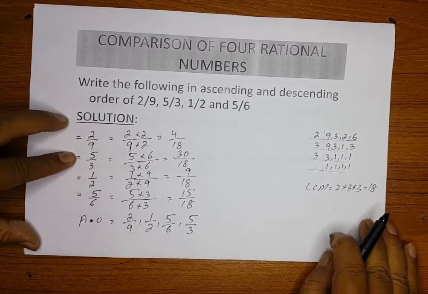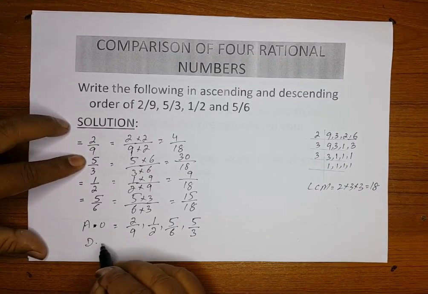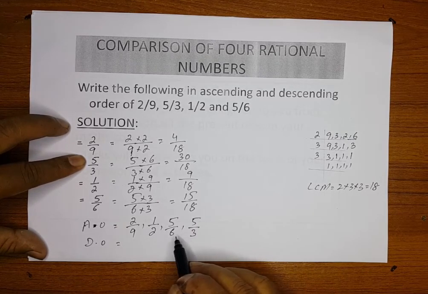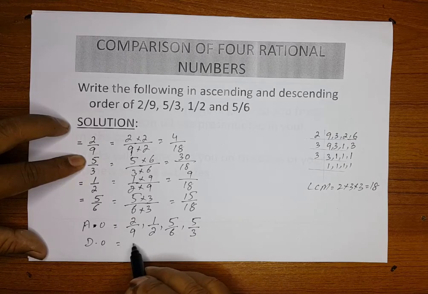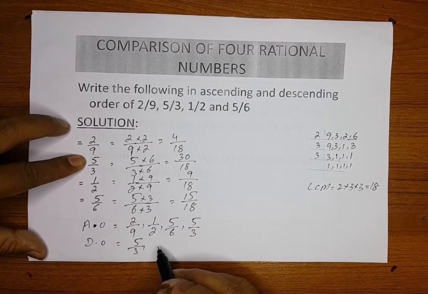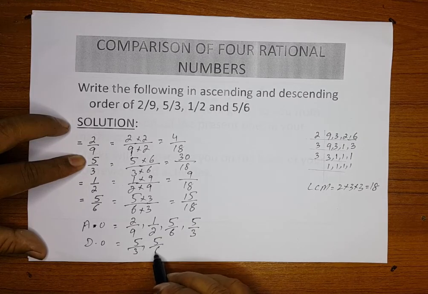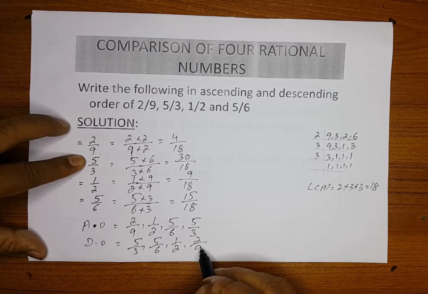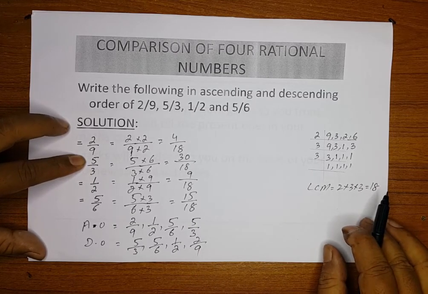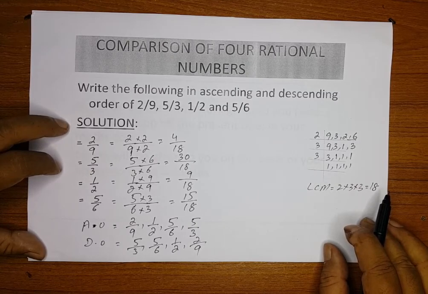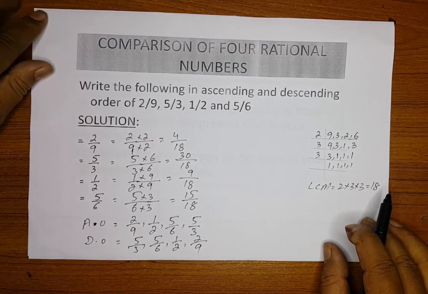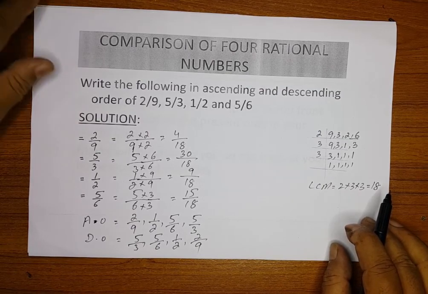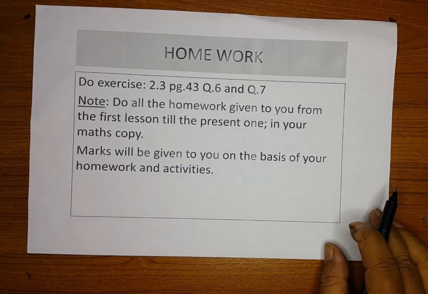Now come to descending order. Bigger to smaller. This arrangement we will change. 5 upon 3, 5 upon 6, 1 upon 2, and 2 upon 9. So this arrangement is our descending order, bigger to smaller. So students, in this way we can compare more than 2 rational numbers.